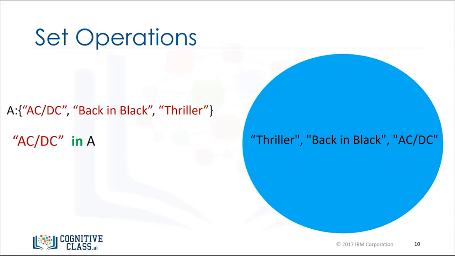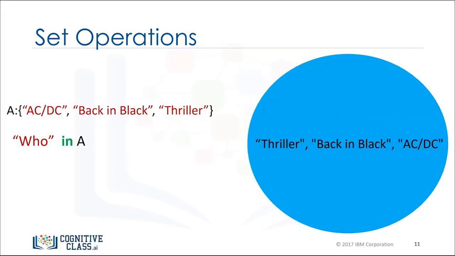We can verify if an element is in the set using the in command as follows. The command checks if the item, in this case ACDC, is in the set. If the item is in the set, it returns true. If we look for an item that is not in the set, in this case the item Who, as the item is not in the set, we will get a false.